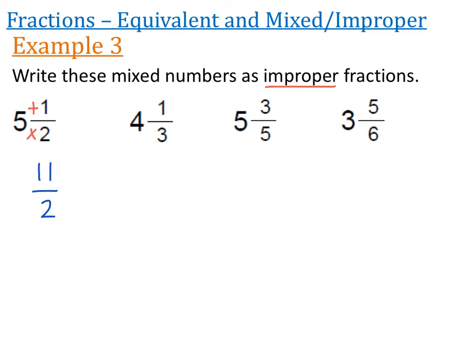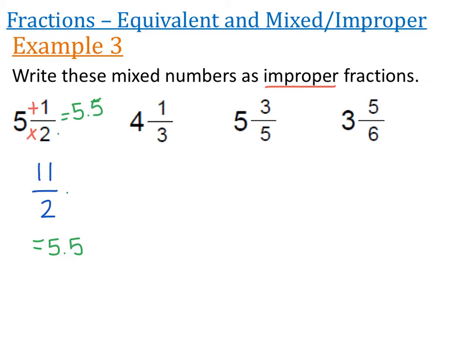Now, I'm not sure if you know this, but 11 over 2 is actually the same as 5.5. And 5 and 1/2 is also the same as 5, and a half is 0.5. So these two things are exactly the same. We've just written one as a mixed number and one as an improper fraction, but both of them mean 5.5.